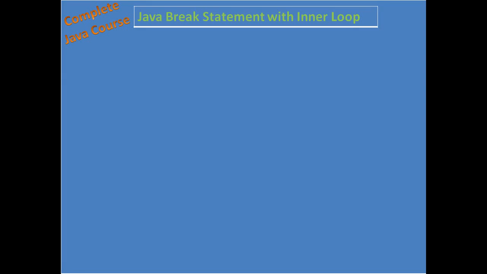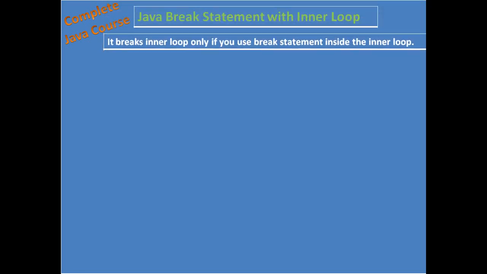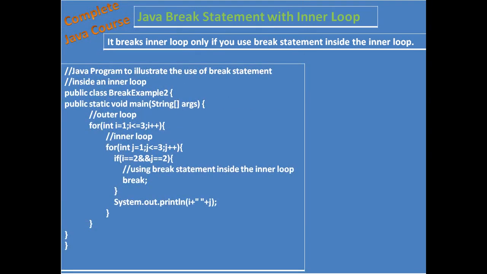Now the Java break statement with an inner loop. It means it breaks only the inner loop if you use the break statement inside the inner loop. So in this example, we are using two loops. First is the outer for loop and the second one is the inner for loop which is inside the outer loop. Here we are checking the condition if i equals 2 and j equals 2, only then it breaks the for loop. This break statement is inside the inner for loop, that's why it breaks only the inner for loop.